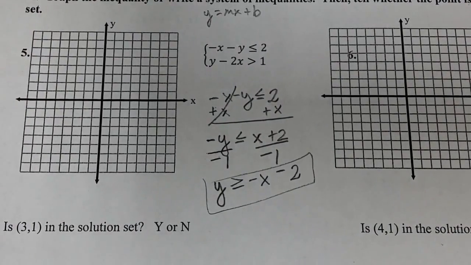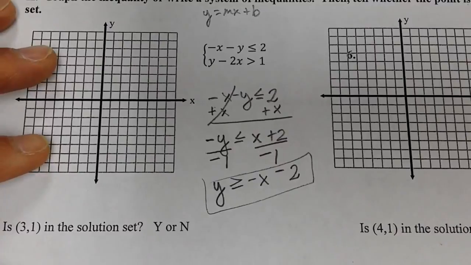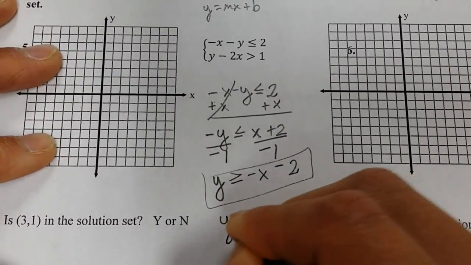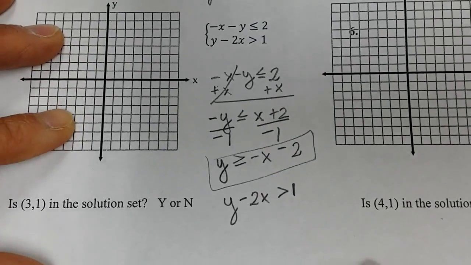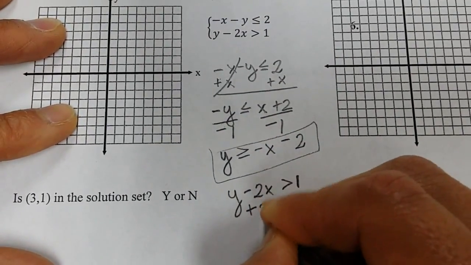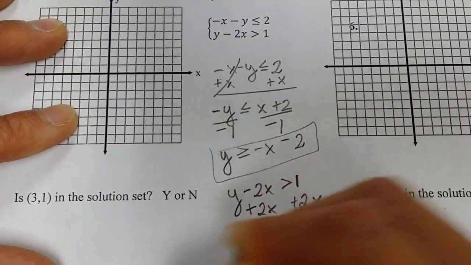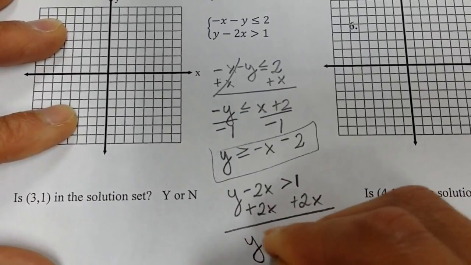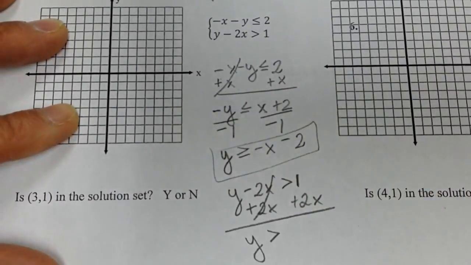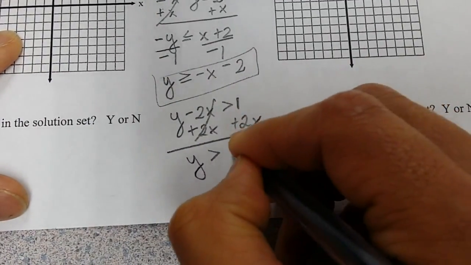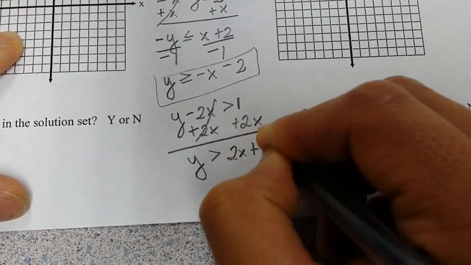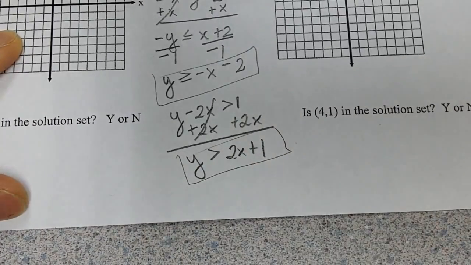The second one is a little bit easier than the first one. It's y minus 2x greater than 1. All you have to do is add 2x to both sides. You get y is greater than, the 2x cancels out, and you get 2x plus 1. That's my other equation.